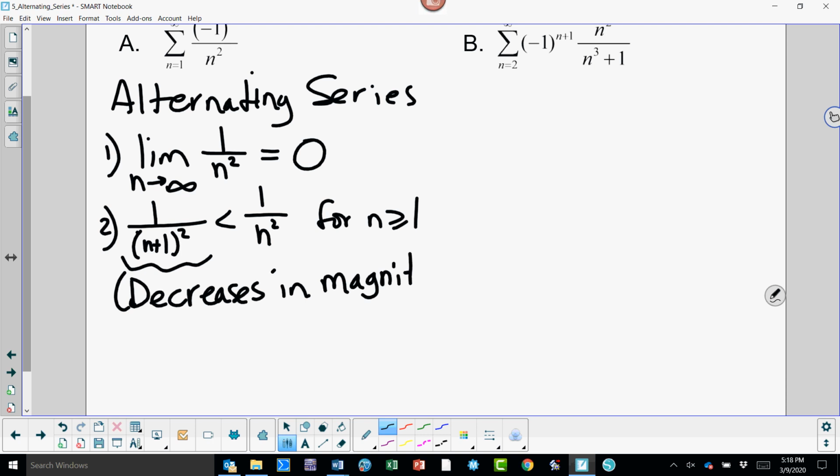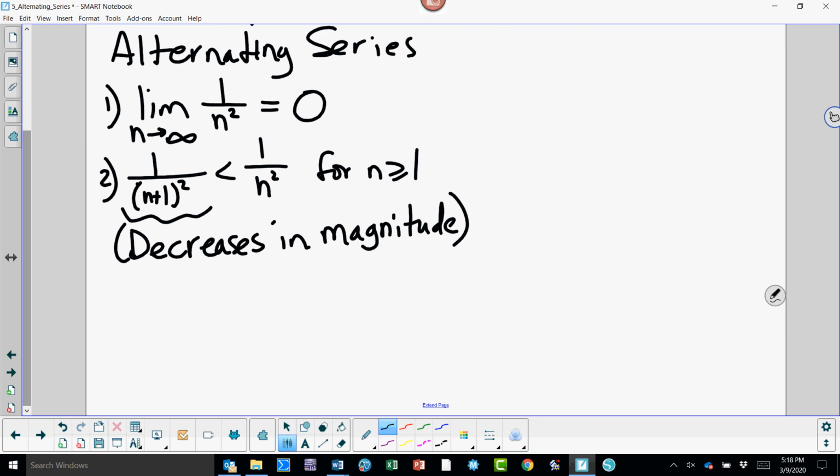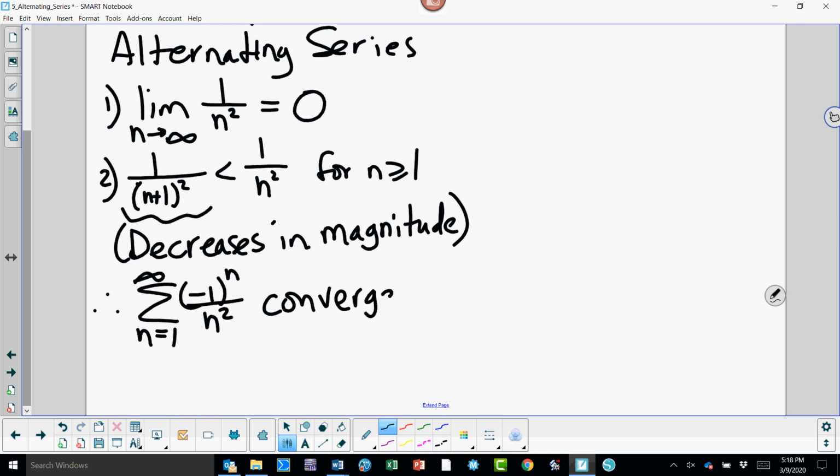Sometimes I think it's really nice for you to just show this inequality, but sometimes you can't figure out if that inequality is true, but you know it's getting smaller, so just say it decreases in magnitude, and you're kind of covering that. And the limit was 0, and so you're going to say therefore, and then always rewrite your original series. Therefore, this series converges by the alternating series test.